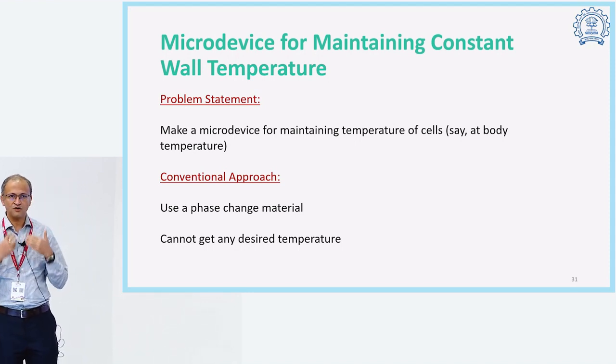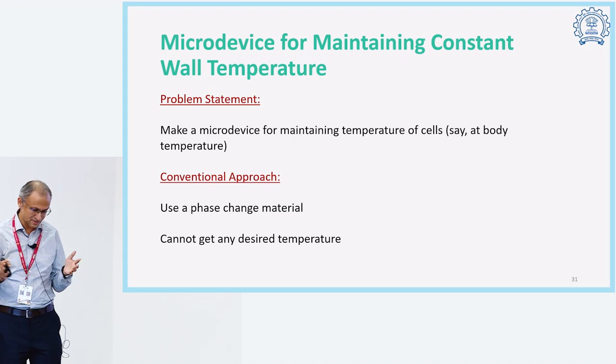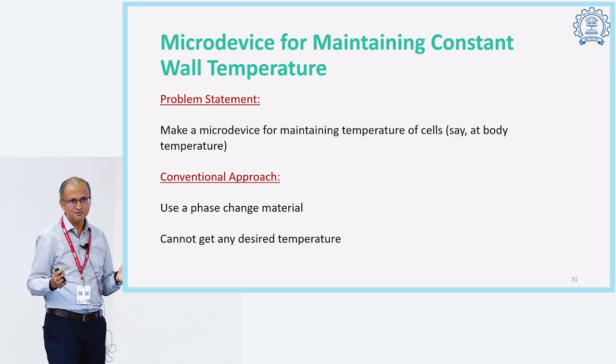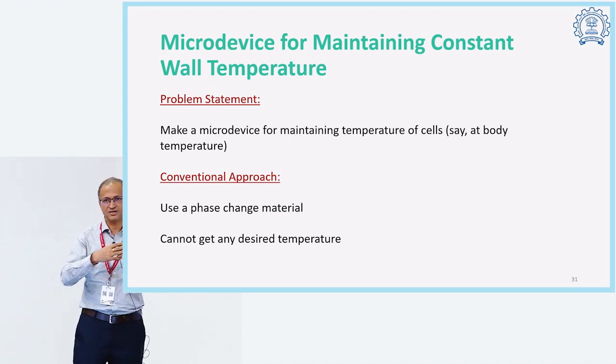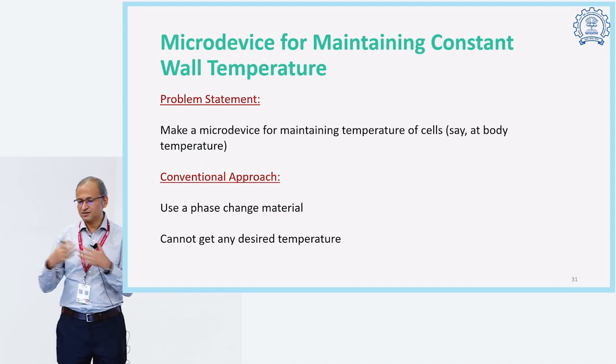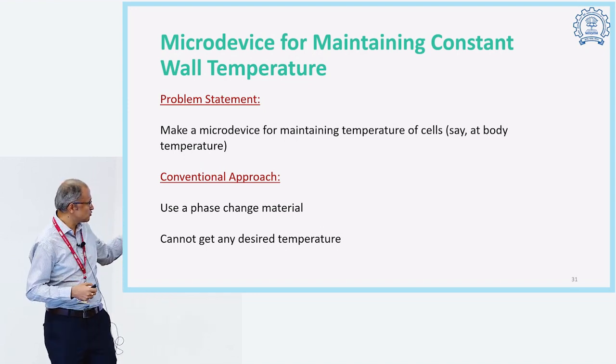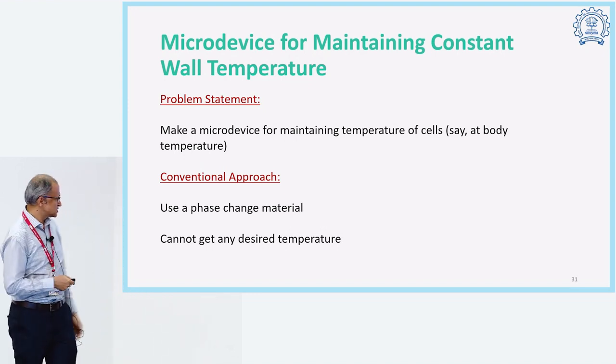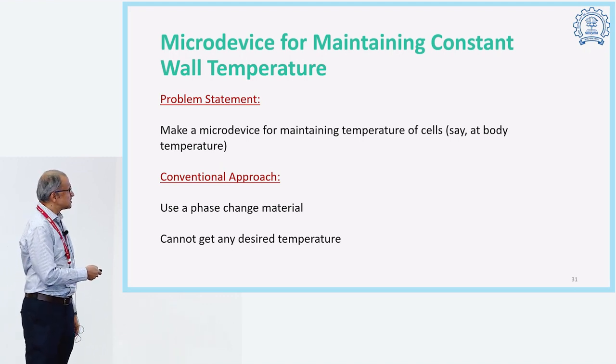You typically need to go for a phase change material, and a phase change material is not very easy to find for any temperature. If I say give me a device which maintains temperature at 38 degrees, 37 degrees being the body temperature, how do you maintain that? This is not an easy or simple problem.